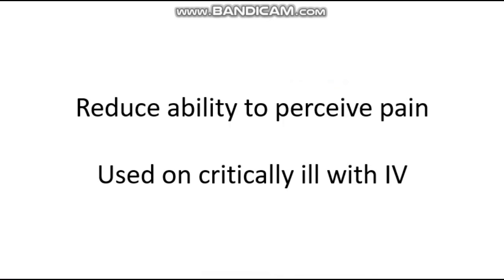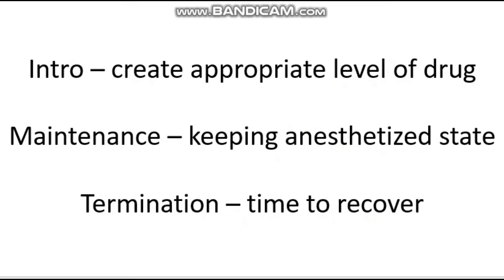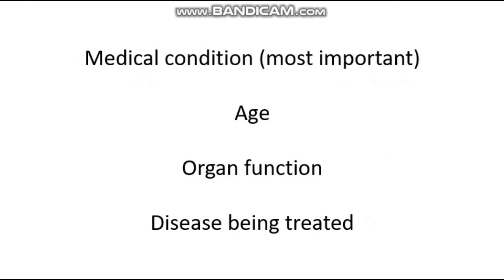Anesthetics reduce ability to perceive pain and are used on critically ill with an IV. 2 main anesthetic drugs are diprivan, also known as propofol, and ketamine. 3 phases of anesthesia are induction, create appropriate level of drug. Maintenance, keeping anesthetized state. Termination, time to recover. 4 factors of which anesthesia to use are the patient's medical condition, which is the most important, age, organ function, and the disease being treated.